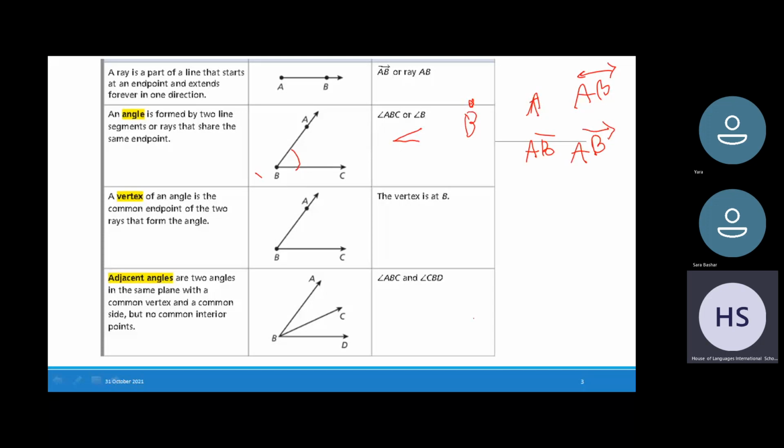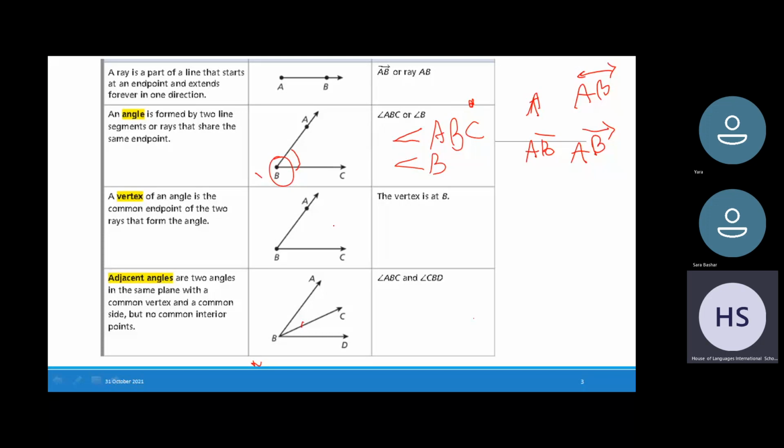You can say A, B, C. So to name an angle, I need three letters, A, B, C, or you can say angle B. But this is not working all the time because sometimes angle B is a common angle. So almost you have to say A, B, C. If I say A, B, C, it means the measure of an angle between A, B, and C. You cannot say A, you cannot say C, you can say only B because it is a vertex point, a point where the two rays are intersecting.